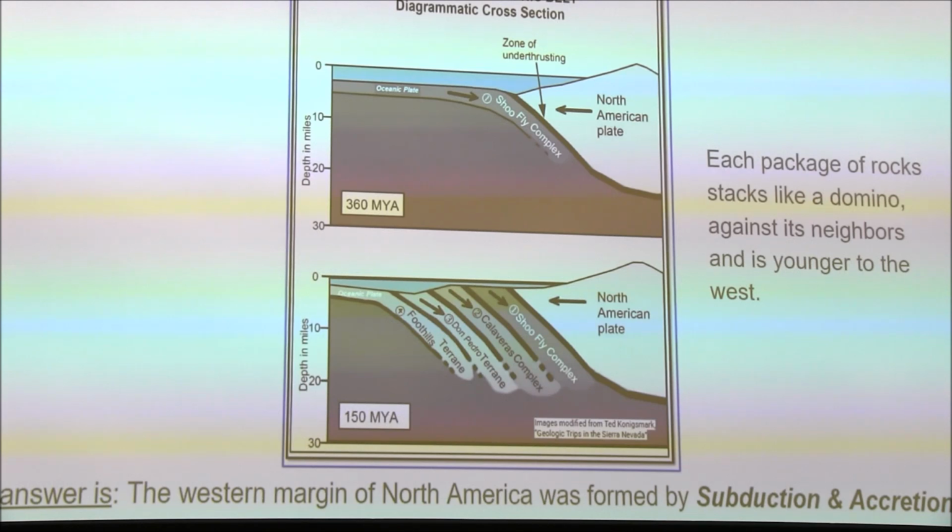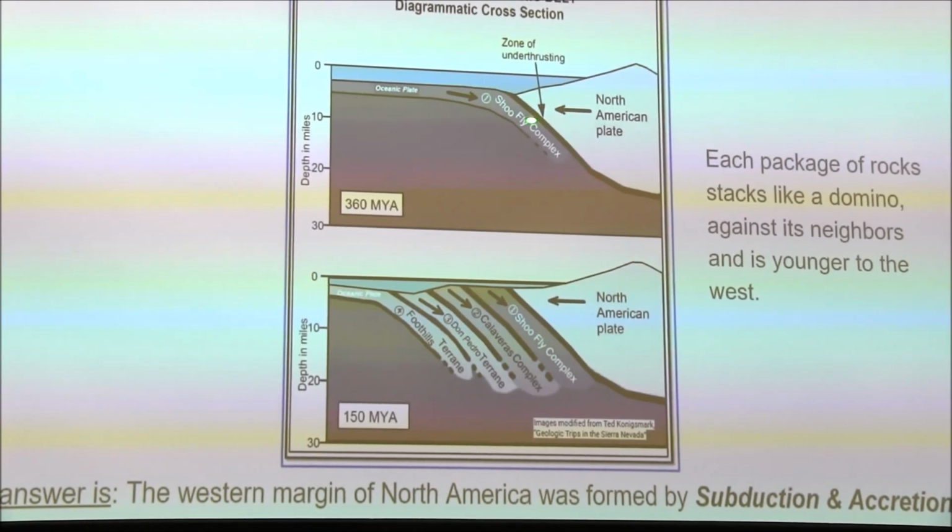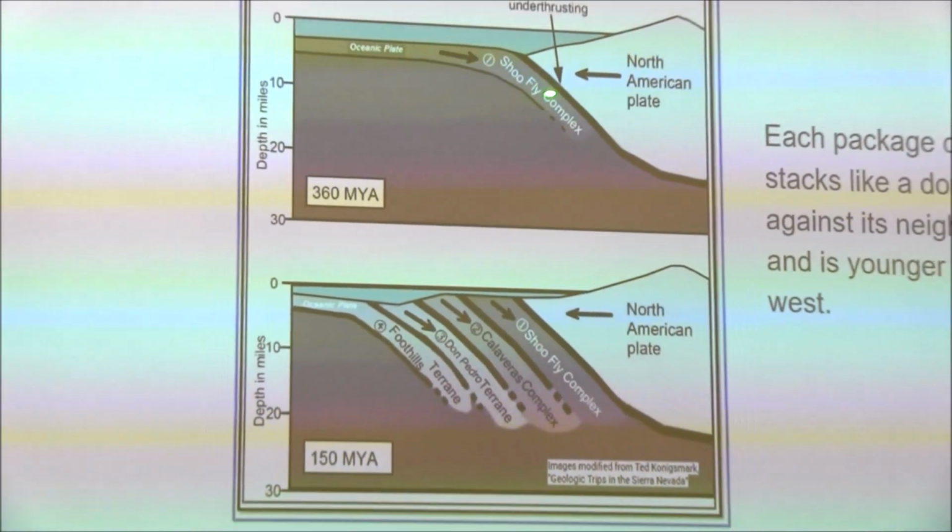Granitic rock. There's more than three dozen types of granite in Yosemite alone. It's crazy. Okay, so what's going on here? This is a little hamlet in Northern California in the Sierra called Shoe Fly, which gave these rocks their name. This is called the Shoe Fly Complex.